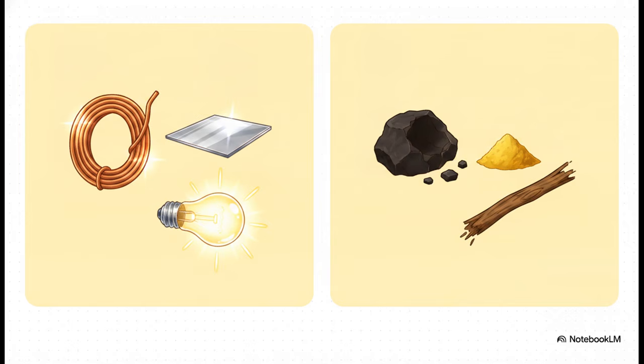Now, on the right side, the nonmetals, they are the exact opposite. They are dull, they're brittle, meaning they shatter easily, they're poor conductors, and they form acidic oxides. Honestly, if you understand this one comparison, you understand the core of this entire chapter.